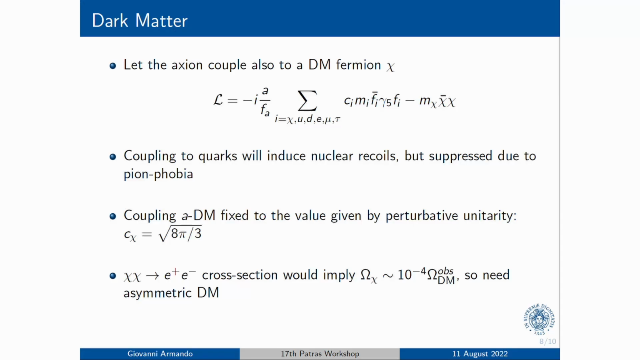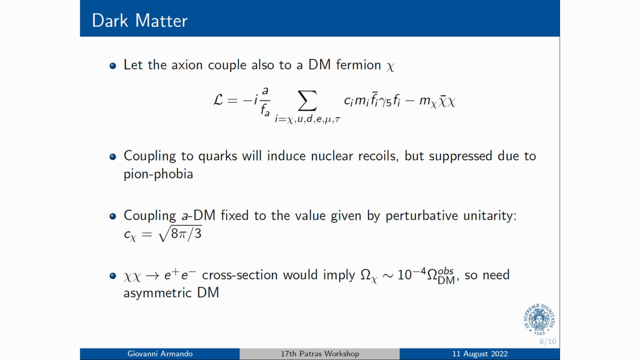And so we take that into account, and what we can do next is to try to make this axion a mediator to a dark sector. So essentially, we take the couplings that we already have, so the standard model leptons and the light quarks, and we add a coupling to a dark matter fermion, which we call chi. So this is the complete Lagrangian, the interaction Lagrangian, at least for the axion to the fermions.